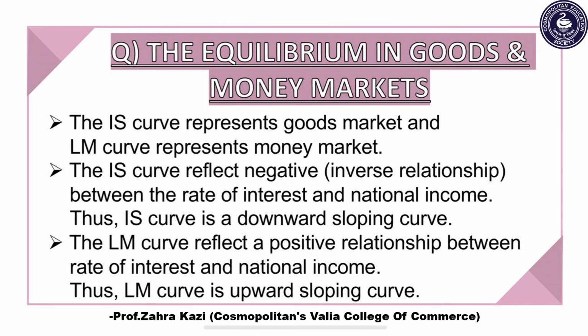So let's understand this. We already know, students, that the IS curve shows the goods market while the LM curve represents the money market. The IS curve shows a negative, that is inverse, relationship between rate of interest and national income. That is the reason the IS curve is always downward sloping. On the other hand, the LM curve shows a positive, that is direct, relationship between rate of interest and national income, and that is the reason the LM curve is always upward sloping.